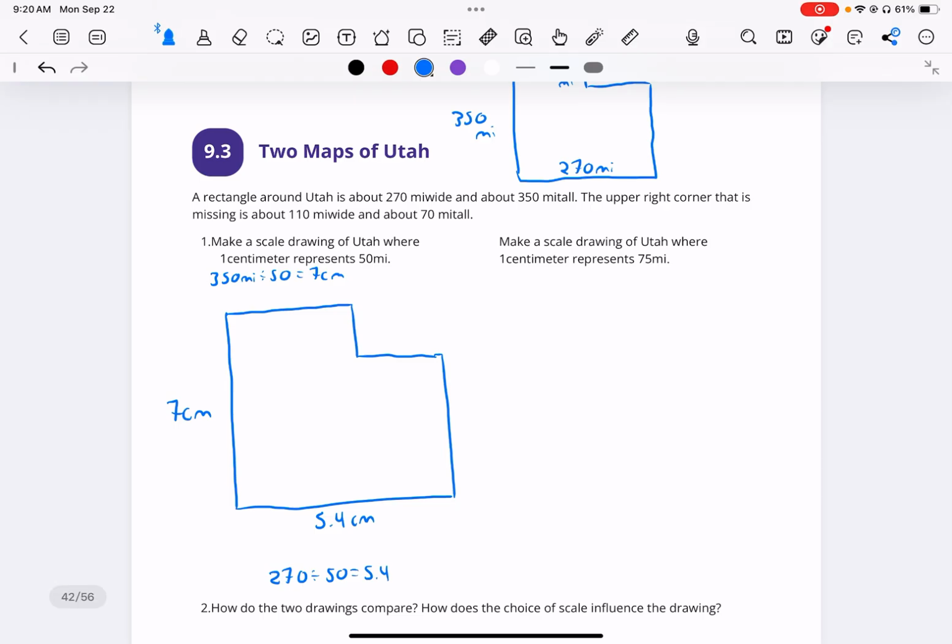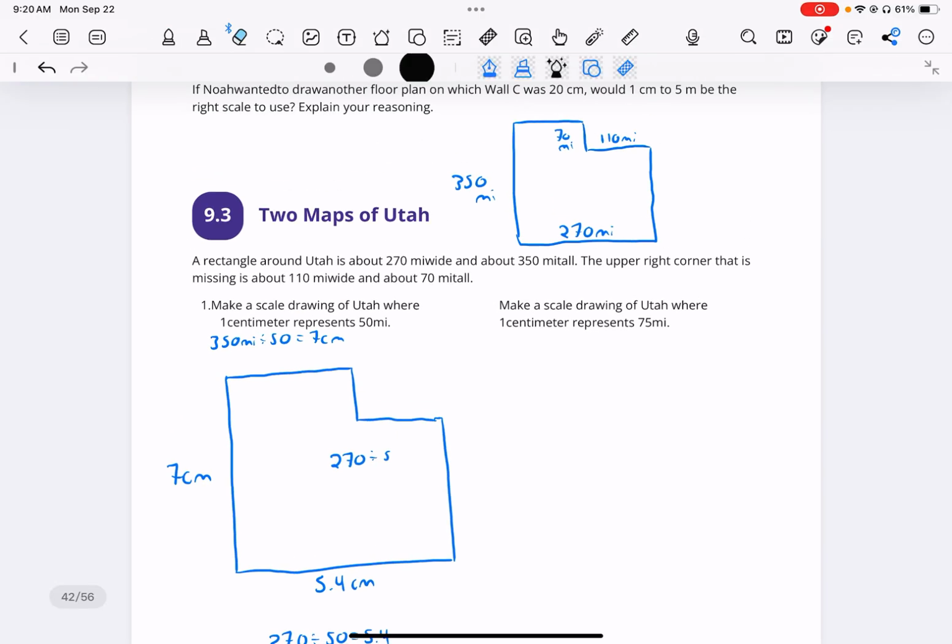To figure out the corner now, I can do 110 divided by 50. So 110 divided by 50, this would be 2.2 centimeters. And the last part would be 70 divided by 50, which is 1.4 centimeters. So that's what my scale drawing would look like if the scale was 1 centimeter equals 50 miles.